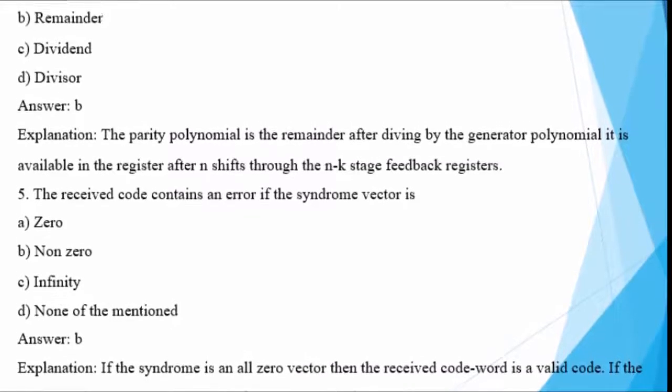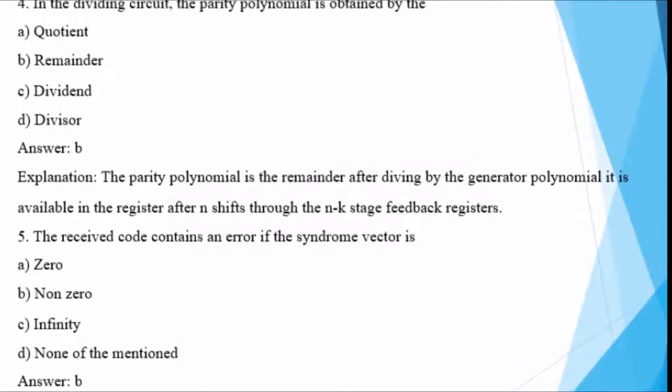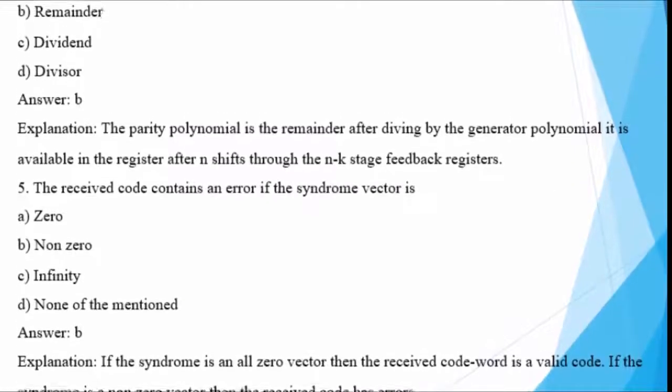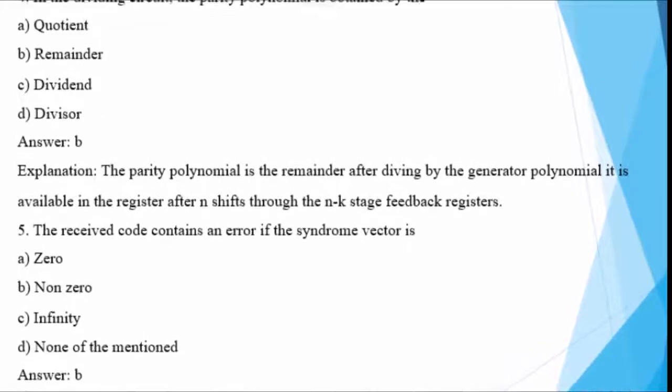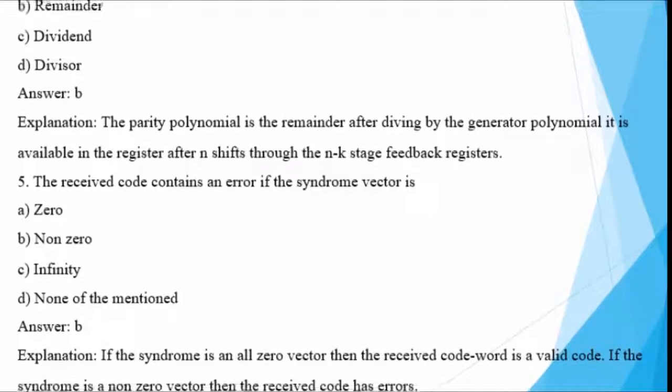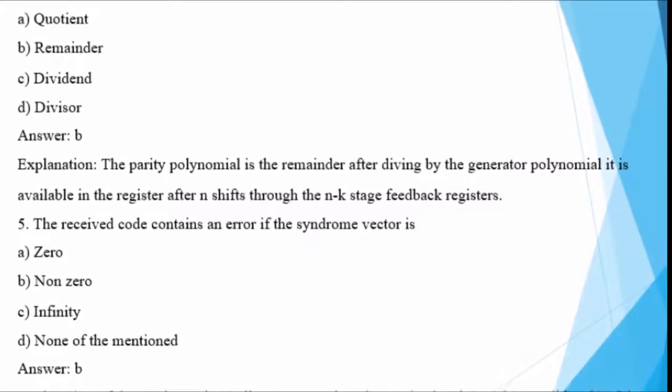Next question, the received code contains an error if the syndrome vector is non-zero. So இப்போ பார்த்தீங்கன்னா syndrome is all zero vectorனா அப்போ received code word is a valid code. syndrome பார்த்தீங்கன்னா இப்போ non-zero vectorராக இருந்தால் then the received codeல பார்த்தீங்கன்னா errors இருக்கும்.